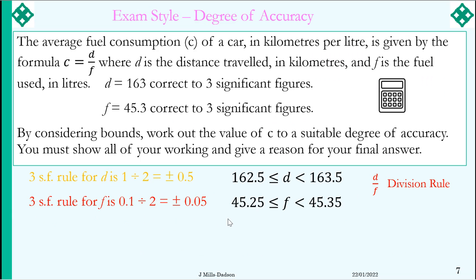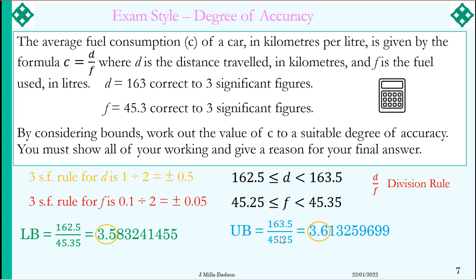So let's start with the lower bound. We take the smallest of the numerator, which is this, divided by the biggest of the denominator. So that's what you have. Let's do the upper bound. We take the biggest of the numerator divided by the smallest of the denominator.